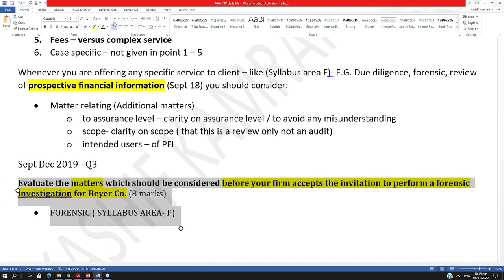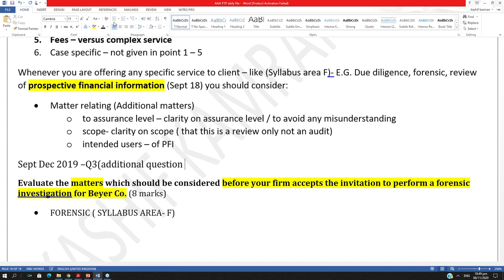You're preparing yourself for December exams, right? You must have studied the topic PFI. You must have studied the topic forensic. And if you've studied that topic, or you will be studying that in the weeks to come, you will better solve this question in the exam paper. So please also attempt the September-December 19 paper question number 3. This will be taken as an additional question, right?